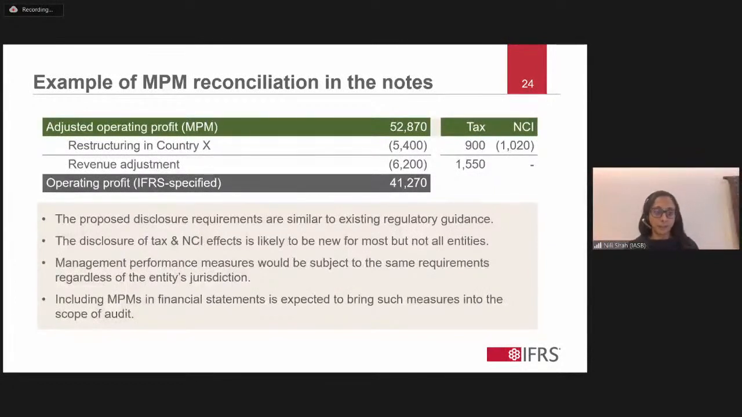Other requirements, just to flag, is that the board is requiring that these disclosures be in one place in the financial statements. This will help with the issue that in the current situation, it can be difficult to find all of the disclosures. And by including these disclosures in the notes to the financial statements, the board is considering that some companies or some countries will also have those financial statements be audited, which would enhance the discipline and the value of the information that is being provided. So that is, in a nutshell, the requirements in the exposure draft of management performance measures.